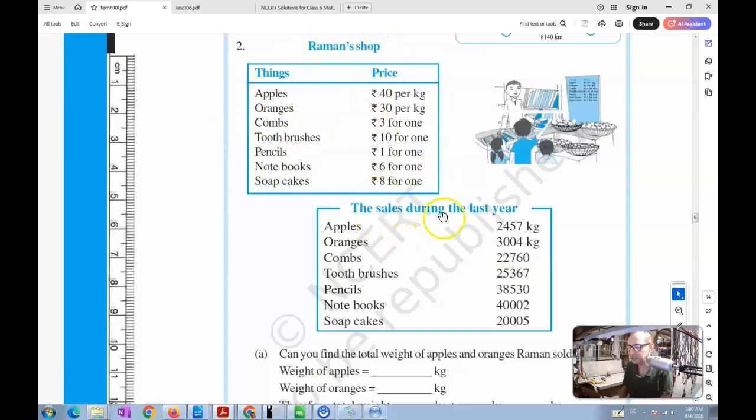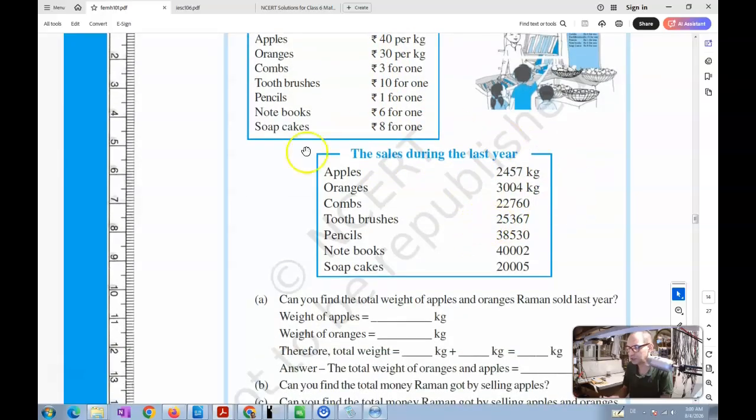And then the sales during the last year, these are the statistics for the sales in the last year, which is apples 2,457 kilograms, which means that he sold so much apple, 2,457 kilograms. He sold 3,004 kilograms of oranges, so many combs, so many toothbrushes, and so on, right?